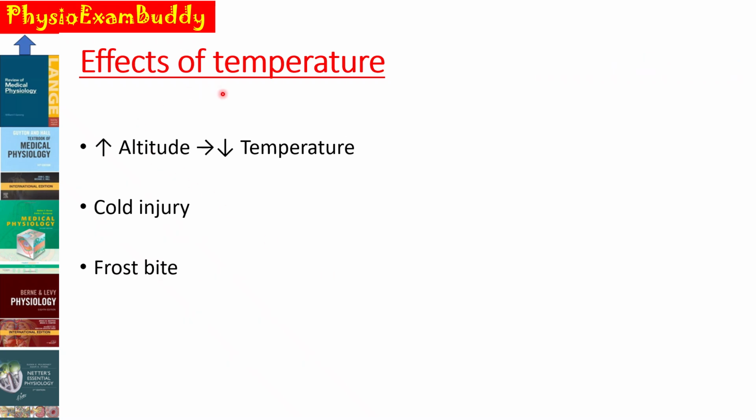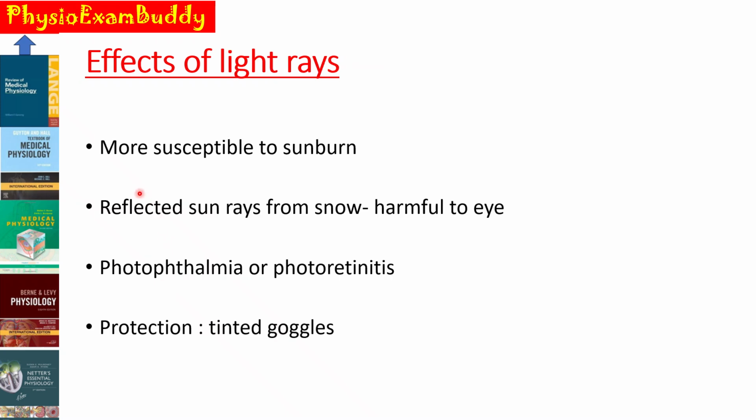Next, about the effect of the temperature. With increase in the altitude, the environmental temperature falls considerably. Serious effects of cold injury as well as frostbite will occur if the body is not adequately protected by warm clothing. Next is about the effect of the light rays.